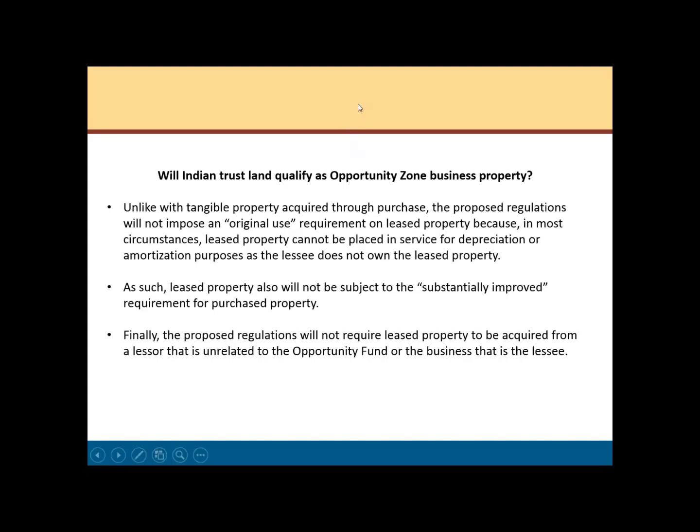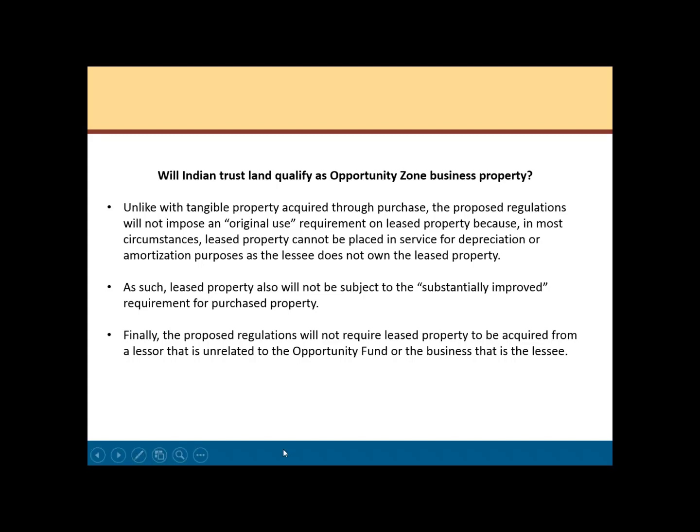So unlike the tangible property requirements, the proposed regulations will not impose that original use requirement on leased property, because in a lot of circumstances, leased property cannot be placed in service or depreciated or amortized for purposes, as the lessee does not own the leased property. So the leased property won't be subject to this substantially improved requirement as it is for purchased property.